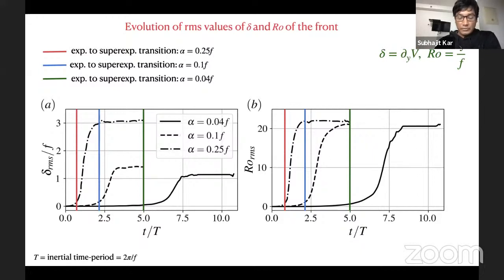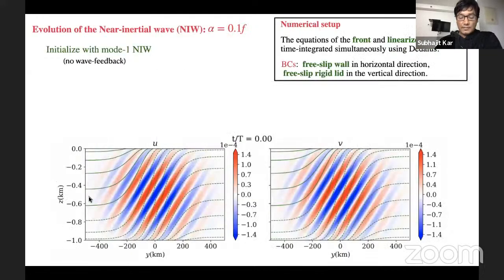So now what we are doing is trying to put in near-inertial waves. We have some analytical solution for the waves, and we're starting with the mode 1 waves that you can see in the figure. So basically we have two equations: the equation for the front and the equation for the waves, the linearized wave.